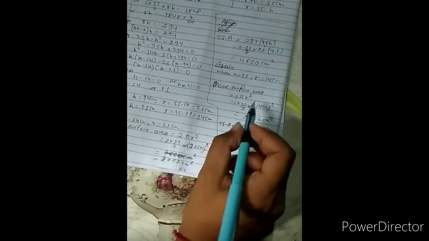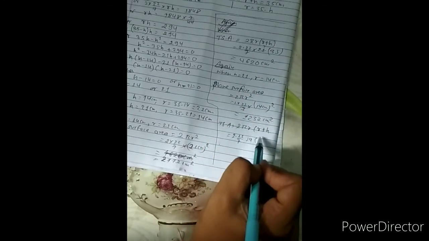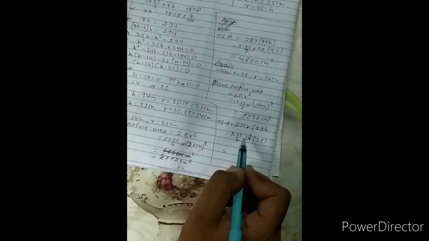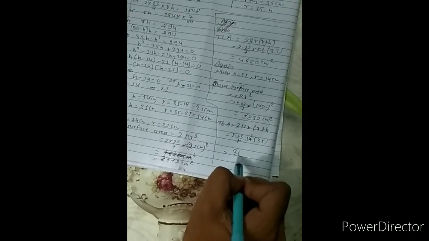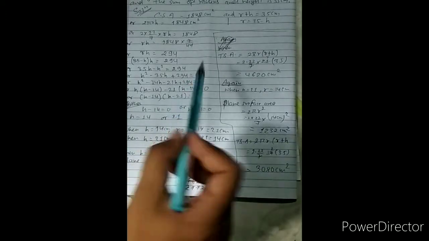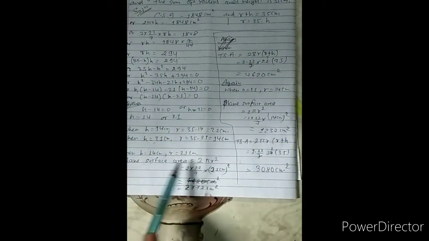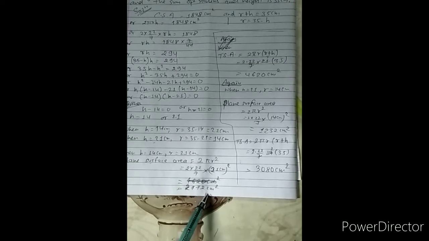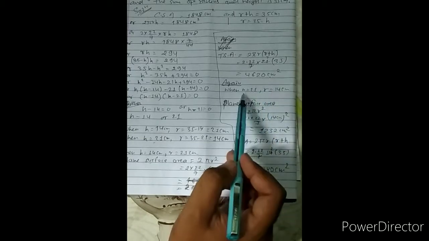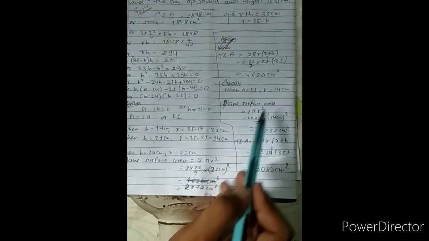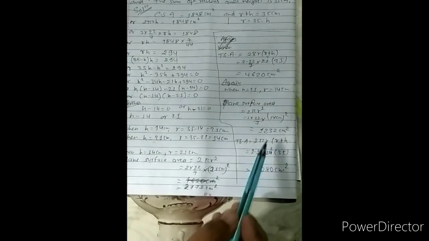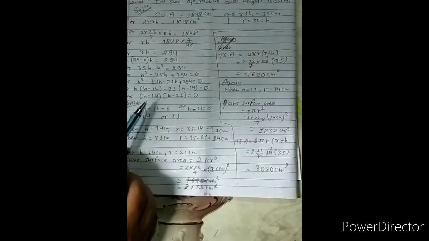22 by 7, r is 14, r plus h is 35, now if you multiply this, 3080 centimeter square. Now from here, 4 answers we get. Plane surface area, one is 2772, and total surface area 4620. Similarly, if height is 21, r is 14, then plane surface area is 1232, and total surface area is 3080 centimeter square.